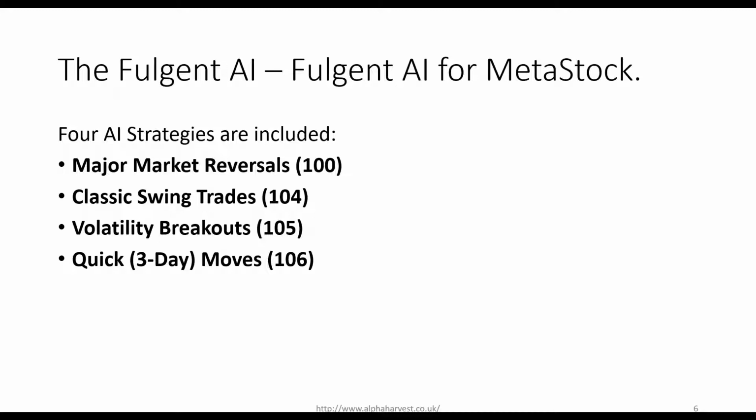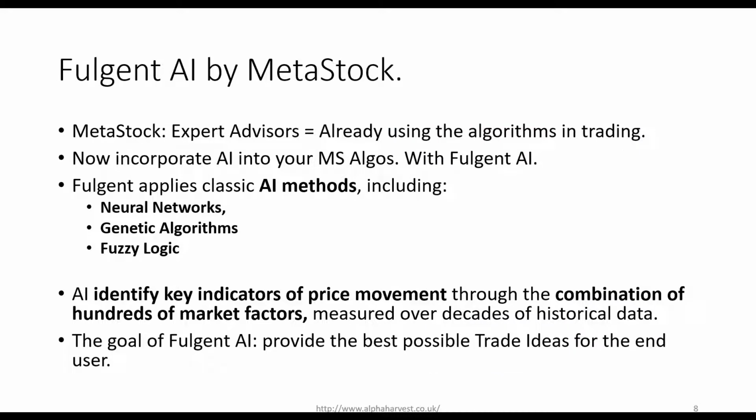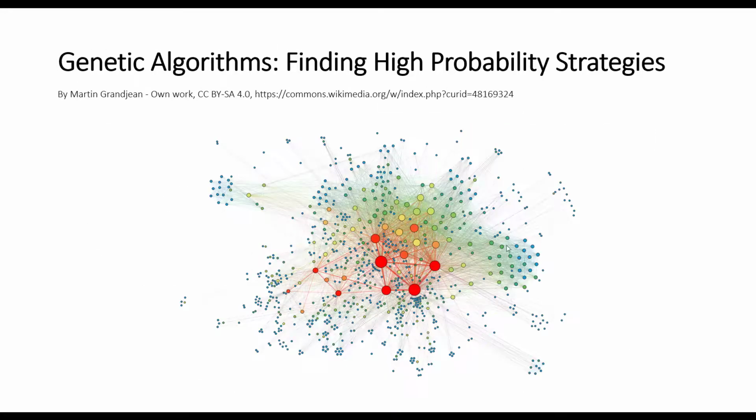Now, a brief tip of the iceberg explanation of how the AI works. The AI does 10 to the power of 200 different possible combinations of stock market indicators and market relationships using neural networks, genetic algorithms, and fuzzy logic. What the AI does is take every single technical indicator with every single setting and combine them together, eliminates the weak trades, and only focuses on the high probability trades, those technical trading strategies or combinations of technical strategies that have the highest probability of success.